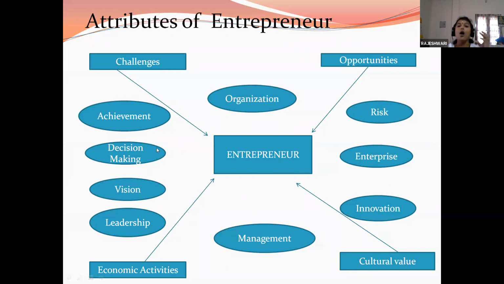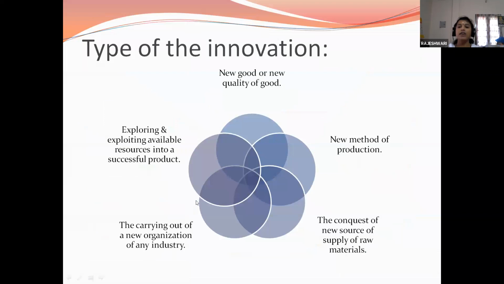So those are all very important attributes of an entrepreneur. Next, we are going to see the different types of innovation. I already told you that we have to use innovative and creative things in our business venture as well as in our product. So what are all the different products we are creating? We have to make them innovative as well as creative.